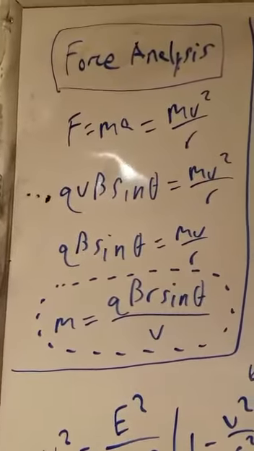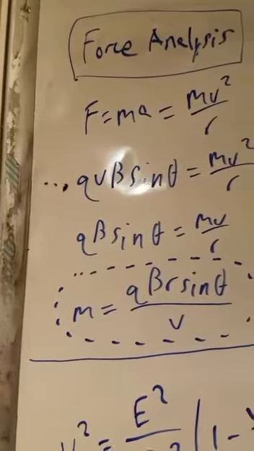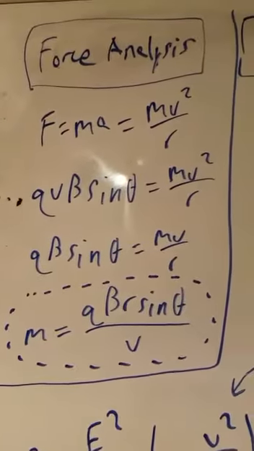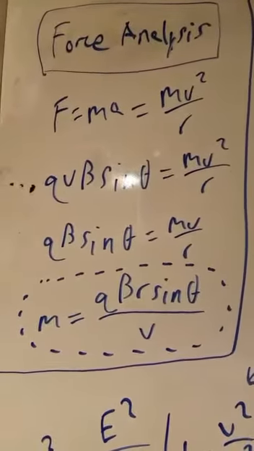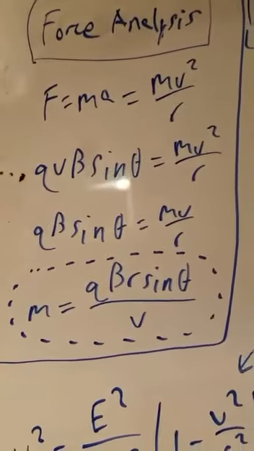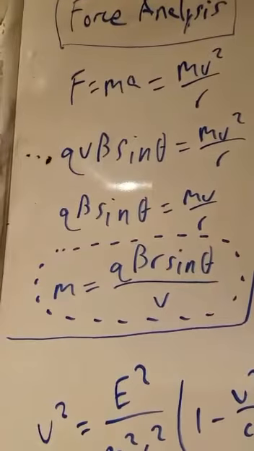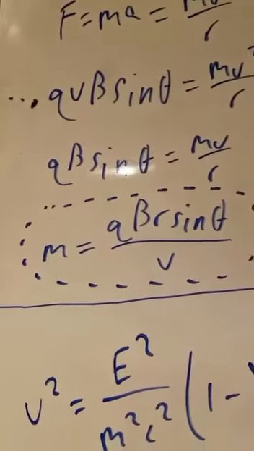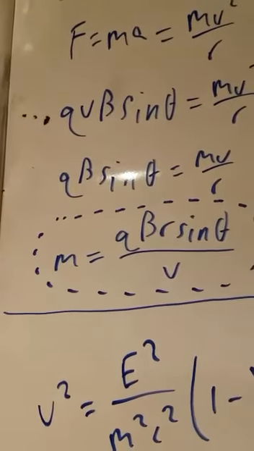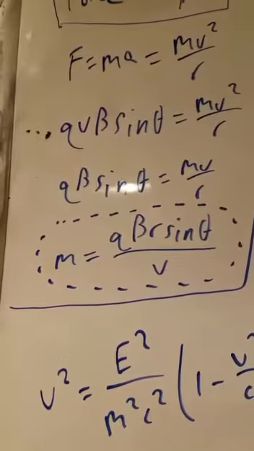And then on the more E&M side of things, the force by a uniform magnetic field is qvB sine theta. So on the left side we have qvB sine theta, and since we have uniform circular motion, that equals mv squared over r. And if you do the algebra, you can cancel a velocity on one side, and isolating m gives you m equals qBr sine theta divided by v.